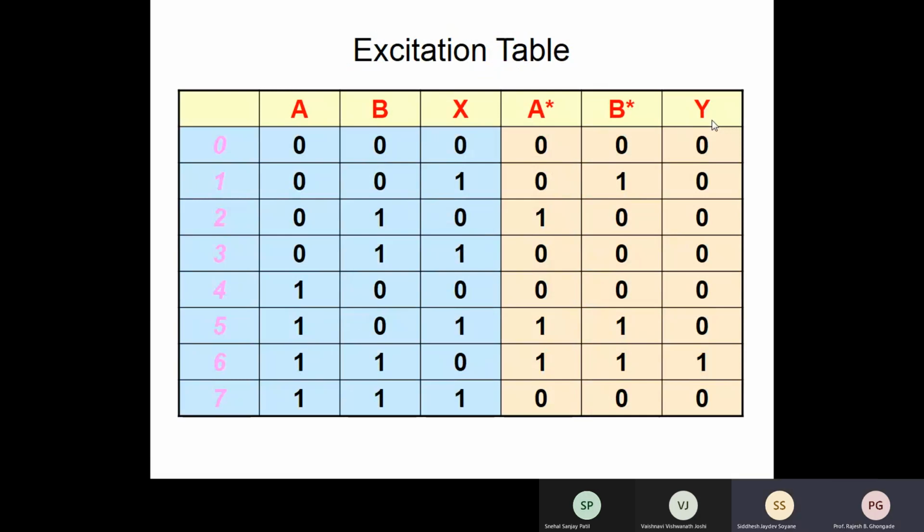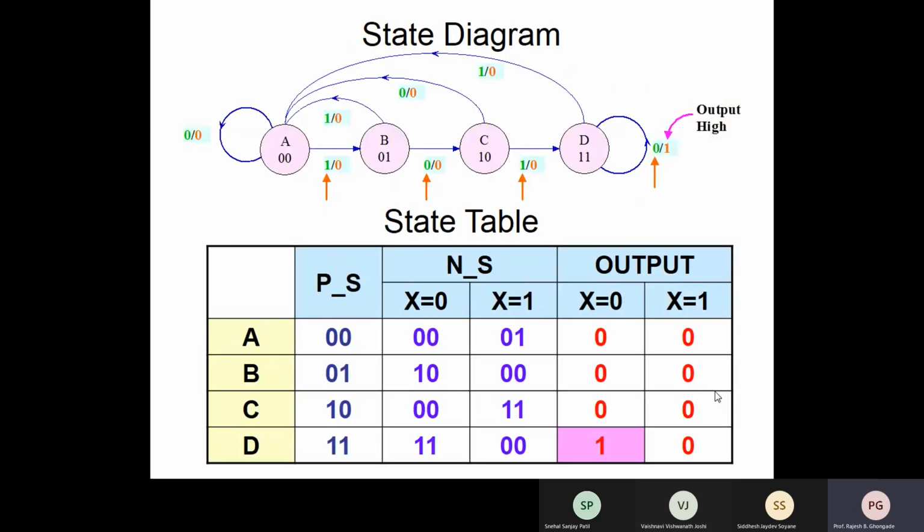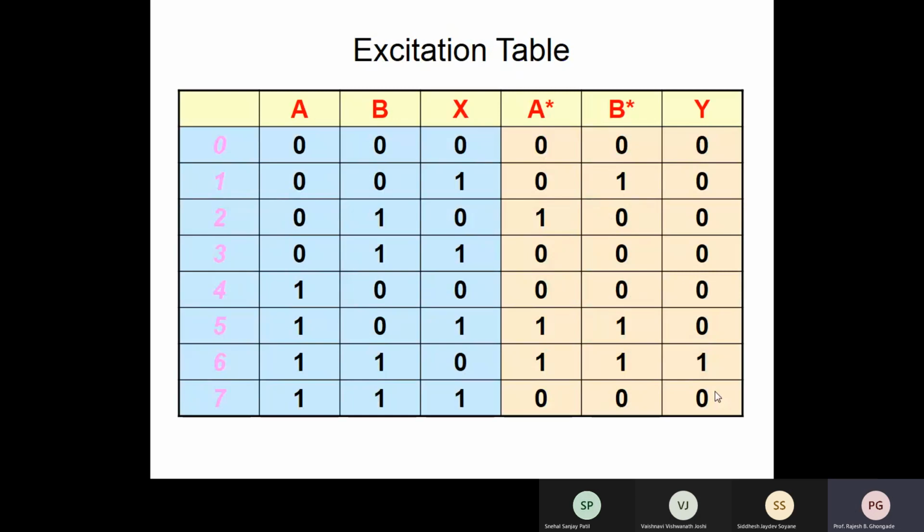Look at the columns properly. So the blue part, what you see here, are the inputs. This is nothing but the truth table. That's all. A star, B star together make the next state truth table, and this is the truth table for Y. Fine? Is that okay? Yes, sir. It is nothing but the representation of the same thing in form of the excitation table.